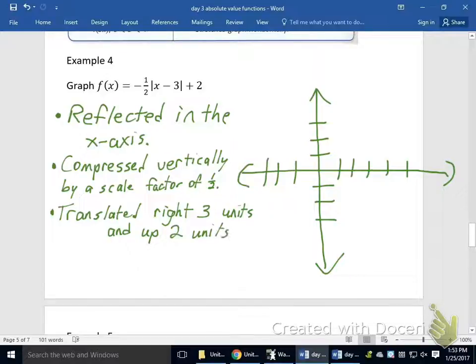Now I'm ready to graph this. I'm actually going to start with where it went to. 3, 2. Graph that point. Might use a different color. Now I'm going to use this a value, negative 1/2, meaning I'm going to go down 1/2 in both directions because it's an absolute value. And there's my graph. It didn't ask for domain and range, but my domain would be all real numbers. My range would be f of x less than or equal to 2.